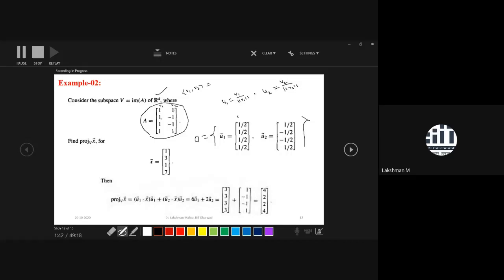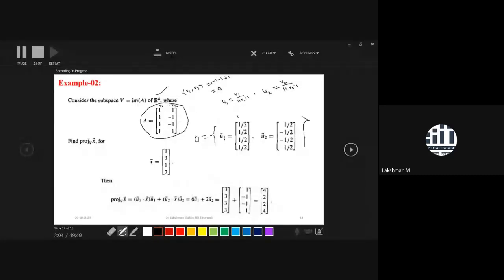1 times 1 plus 1 times minus 1. That means 1 minus 1, 1 times minus 1, further minus 1, and 1 times 1 plus 1. So here 2 minus 2, it is coming as 2 minus 2. The final result is 0. So that means you can say that v1 and v2 are perpendicular to each other.